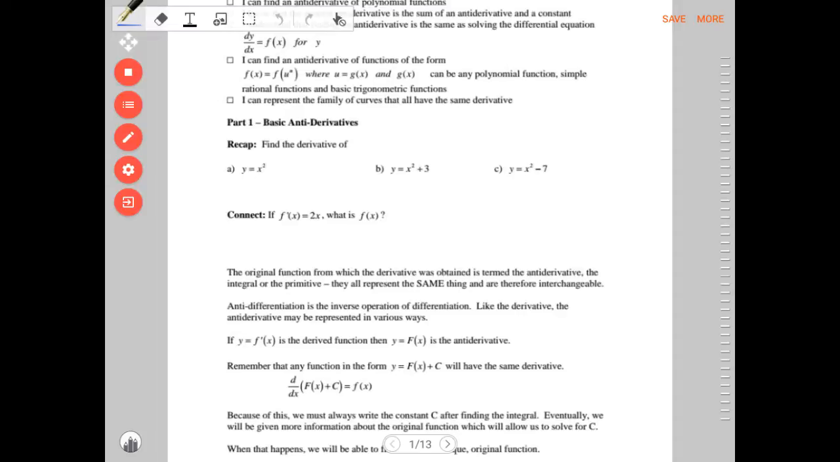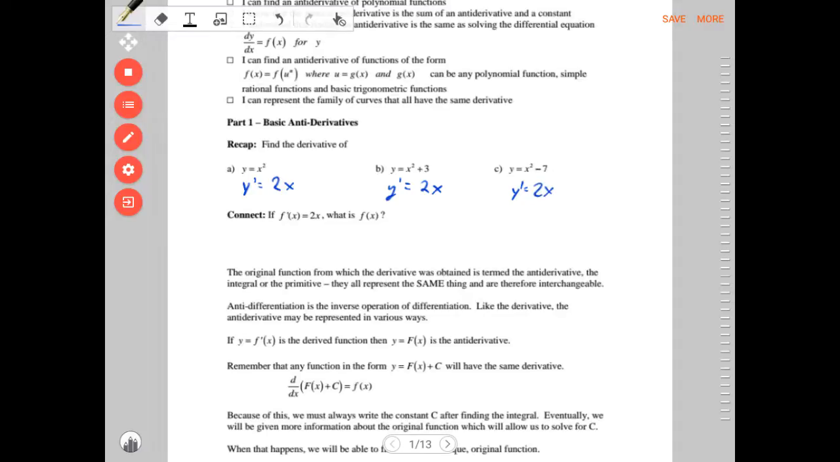So if we have a quick look here, y equals x squared, we've been doing this a long time. So y prime equals 2x. Easy enough. Okay, so b, x squared plus 3. So y prime, oh wait a sec, that's still 2x. And then x squared minus 7, oh look at that again, still 2x.